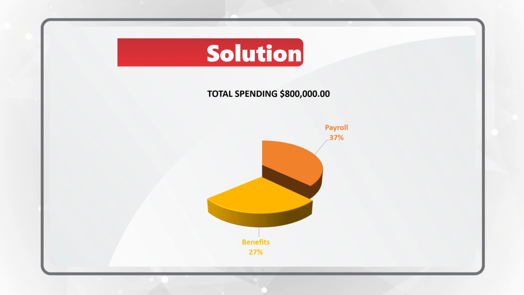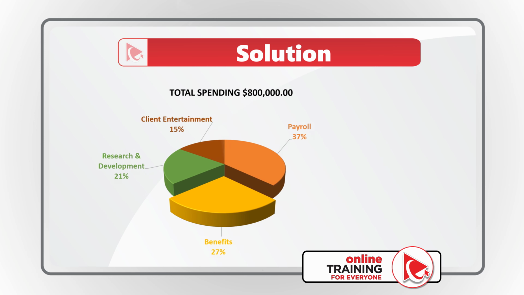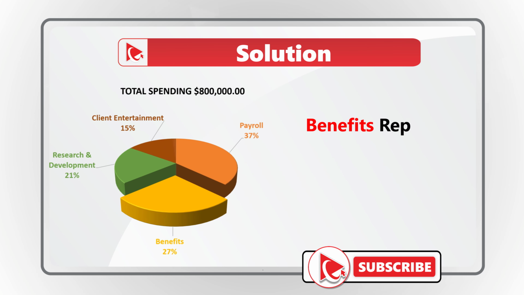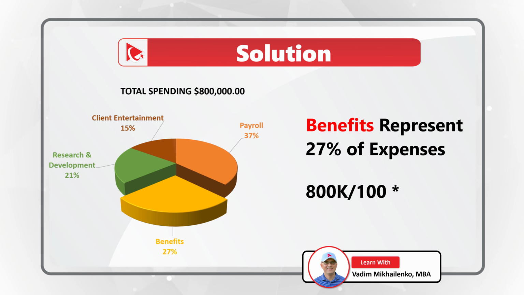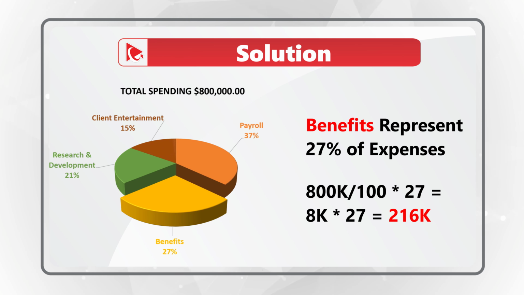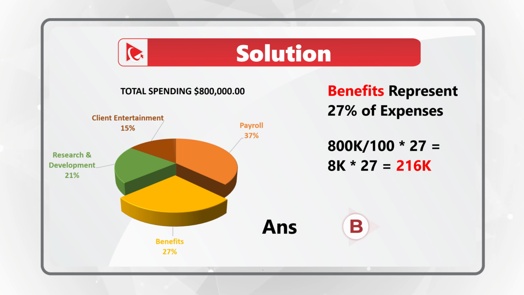First step to solve it is to look at the chart and identify the benefit segment. Benefits represent 27% of all expenses. To calculate the amount for benefits, we need to divide 800,000, which is total expense, by 100 and multiply by 27%, because benefits represent 27%, which would be equal to 8,000 multiplied by 27, which would be equal to $216,000. So the correct choice here is choice B, $216,000.